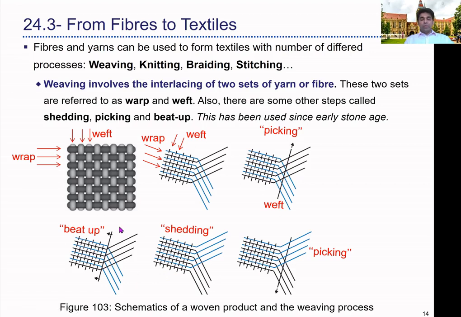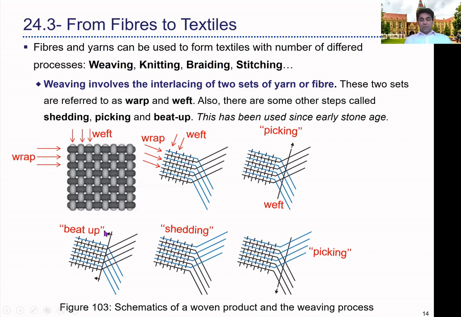If you have seen manual weaving machines, you will find a wooden piece that is used to beat up the fibers. That means the weft should be placed properly within the structure, maintaining the same distance, so the fabric looks homogeneous like this. Then again the shedding process: we lift the warp fibers one after the other, pick the weft fiber, and then the beat up process again.